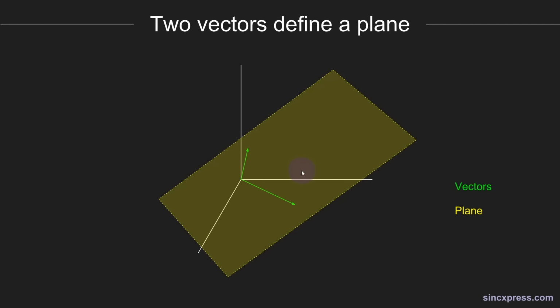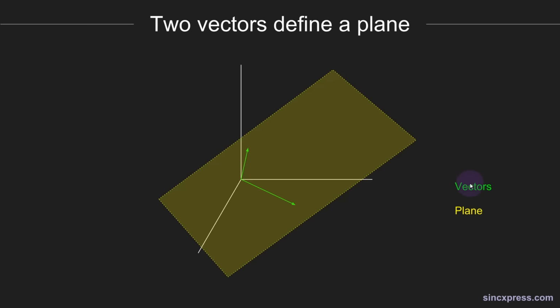And this is what is meant by the term span. So you could say that two vectors, if they are linearly independent, span a plane. Now in this case, because there are two vectors, and this is 3 dimensions, this is a two-dimensional plane that's embedded in an ambient 3-dimensional space.